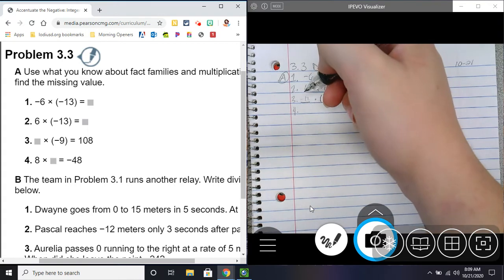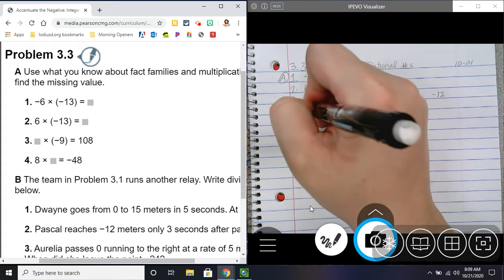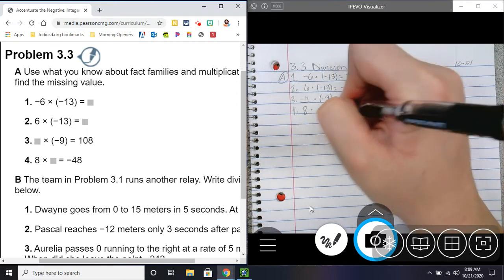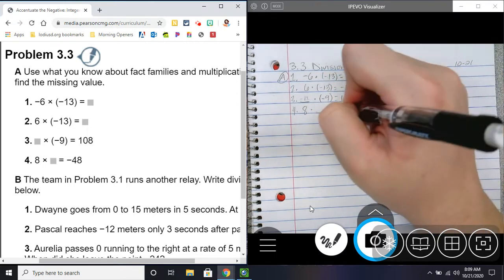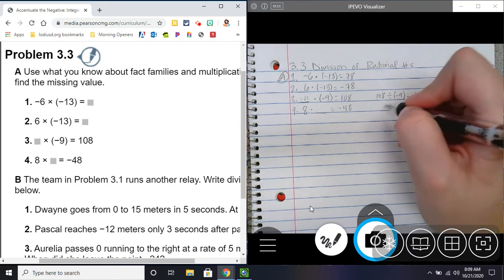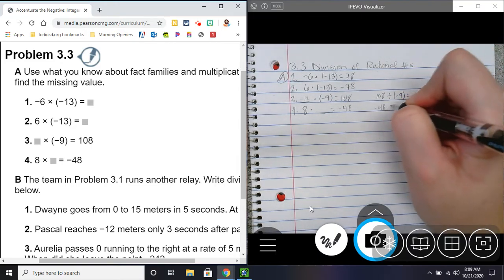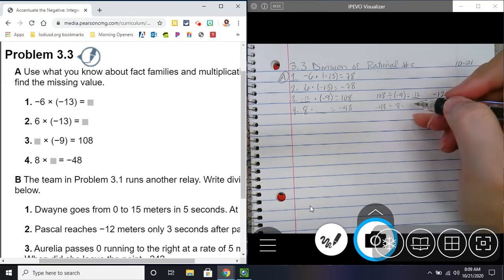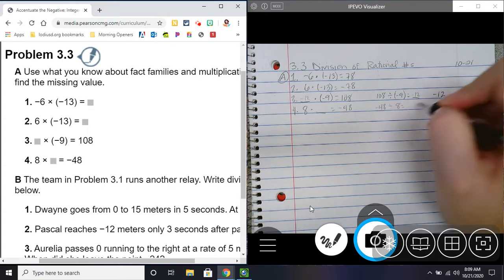Number 4, 8 times some number is -48. So again, you would say -48 divided by 8 is what number? You would come up with -6.